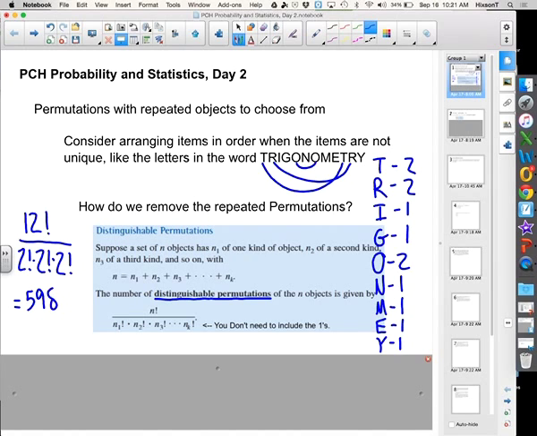Five, 9, 8, 7, 5, 2, 0, 0. All right. So there's almost 60 million different distinguishable arrangements of the word trigonometry. Okay? So that's a lot.